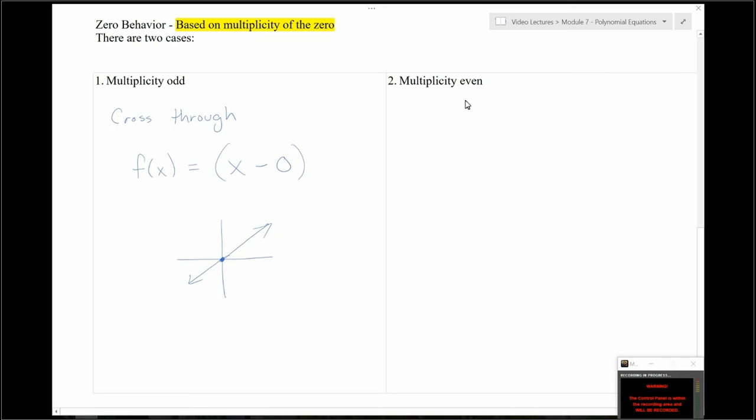So with an even multiplicity, it's going to just touch at that point. Our basic example, x squared, or x minus 0 squared. At its 0, it's going to touch it and then go away. It's not going to cross through. It will just touch that point and then continue back in the other direction.